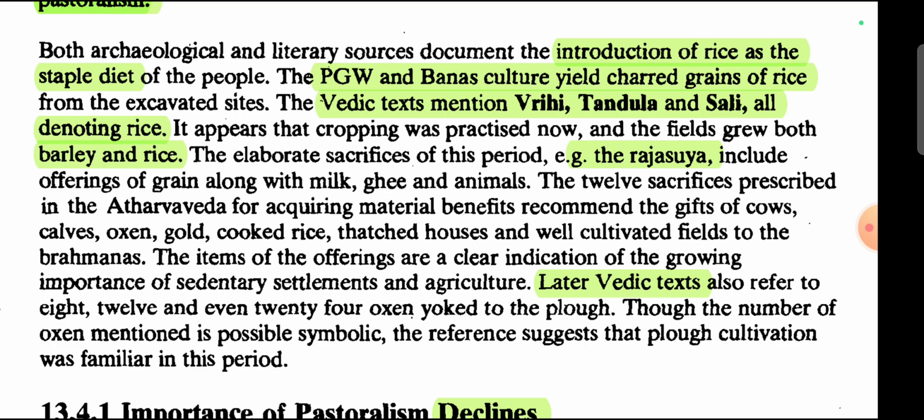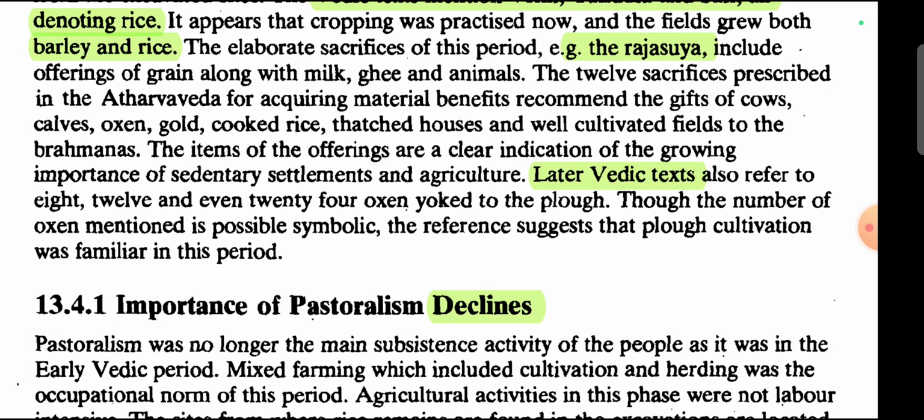The 12 sacrifices prescribed in the Atharva Veda for acquiring material benefits recommended the gifts of cows, calves, oxen, gold, cooked rice, thatched houses, and well-cultivated fields to the Brahmins. The items of the offerings are a clear indication of the growing importance of sedentary settlements and agriculture. Later Vedic texts also refer to 8, 12, and even 24 oxen yoked to a plough. Though the number of oxen mentioned is possibly symbolic, the reference suggests that the plough cultivation was familiar in this period.